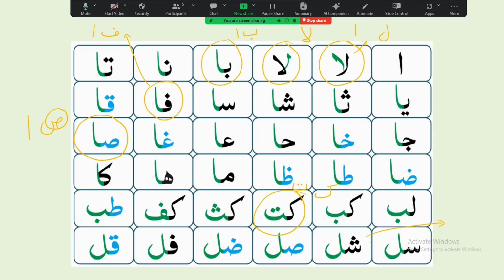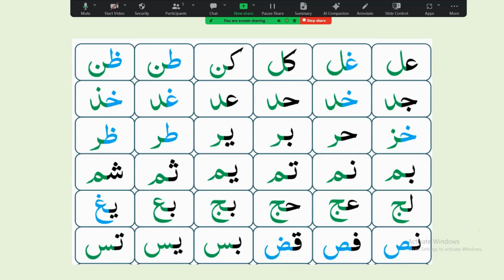Let's take another example here, sisters. This is sheen, and then we have lam. We take the first part of the sheen and join that with the lam. Let me just move quickly. I've already tried to explain the things to you, but you can practice all of these exercises yourself as well, sisters, inshallah.